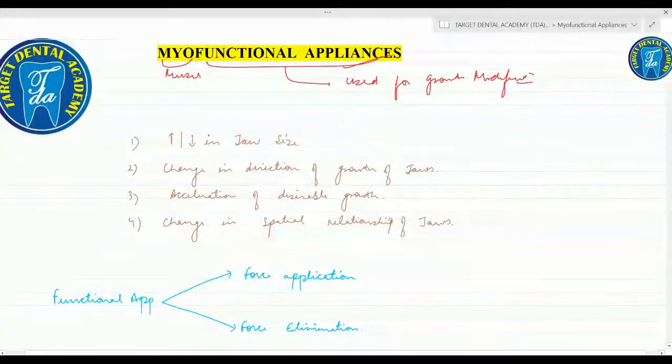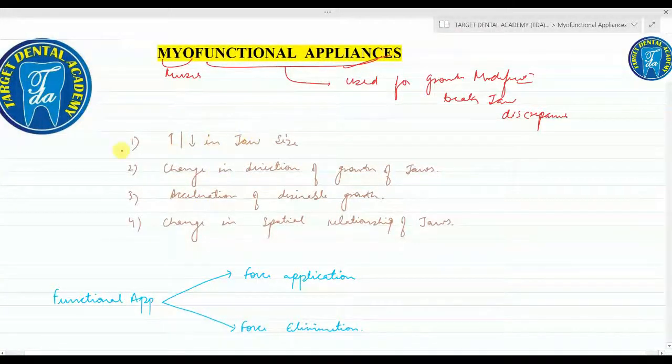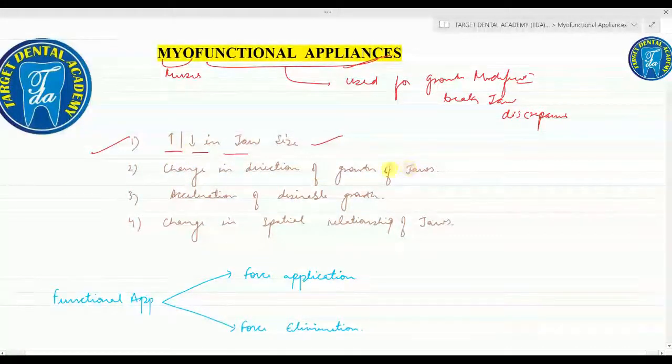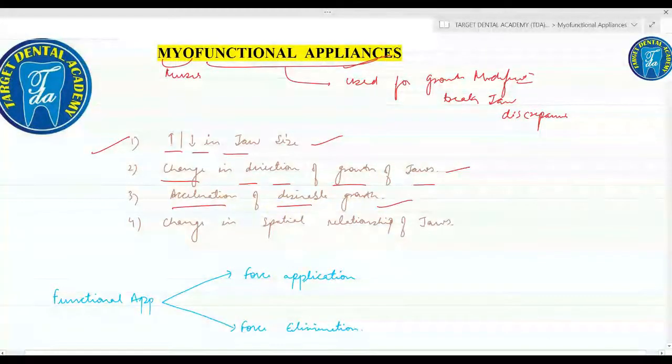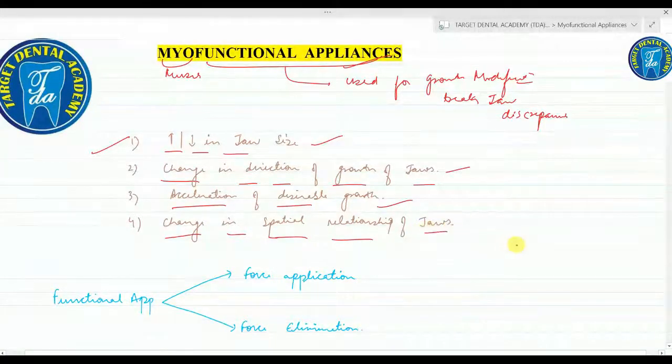Right? The basic aim of the myofunctional appliances is to treat the jaw discrepancies. Right? So the myofunctional or the functional appliances, they can bring about the increase or decrease in the jaw size. They can change the direction of the growth of the jaws, accelerate the desired growth, and change the spatial relationship of the jaws. So these are the changes that we can bring by using the functional appliances.